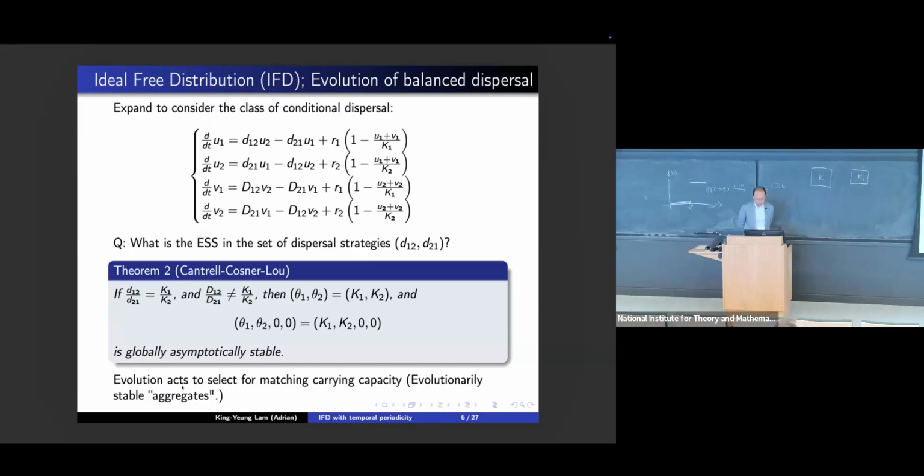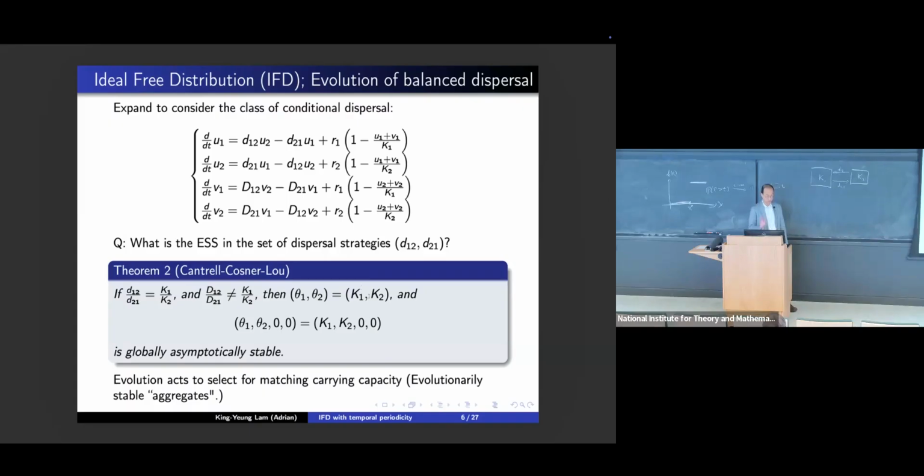If we expand to consider the case of conditional dispersal, diffusion is no longer symmetric, so it can go both ways, with d12 and d21. So the dispersal strategy is a function of two parameters, d_ij. It turns out that selection goes to a form of balanced dispersal. If we require small d_ij to be proportional to the ratio of K1 and K2, the resulting equilibrium for a single species again matches the resource perfectly.